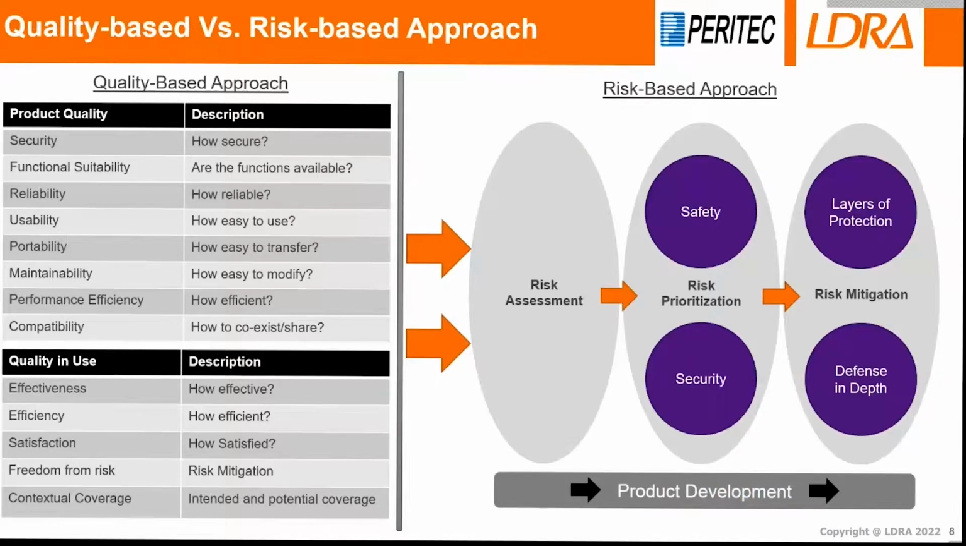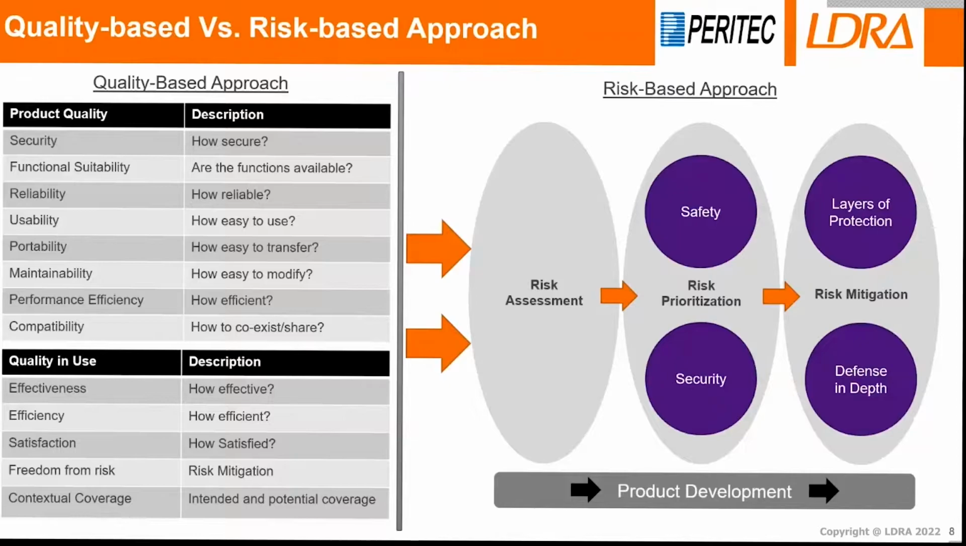So now let us look into the traditional way of developing a quality product versus how a risk-based approach is followed today in order to develop a safe and secure product. So during a quality-based approach, we were looking into the product quality and the end users were much concerned about the quality in use. So when people were developing quality products, they were looking at how secure is the product, whether all the functions are available, features are available, and how reliably they can use it.